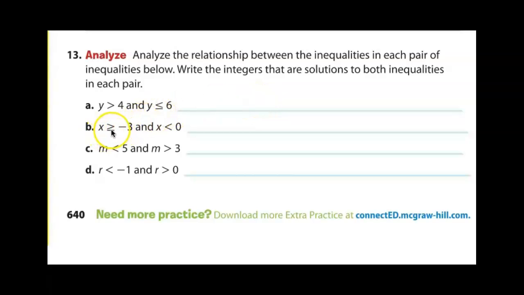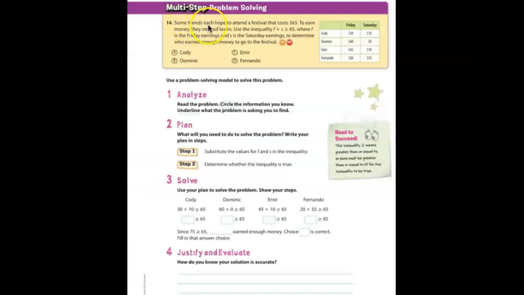B, x is greater than or equal to -3 and x is less than 0. Write some possible solutions here. M is less than 5 and m is greater than 3. What are the possible solutions? R is less than.